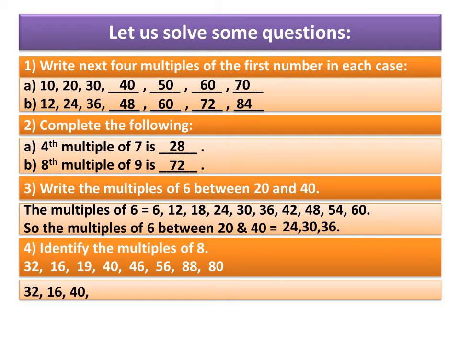Then 46. Does 46 come in the table of 8? No. Then 56. Does 56 come in the table of 8? Yes. 8 sevens are 56. Then 88. Does 88 come in the table of 8? Yes. 8 elevens are 88. Then 80. And everyone knows 8 tens are 80. So the answer is 32, 16, 40, 56, 88 and 80. Hope you better understand multiples.